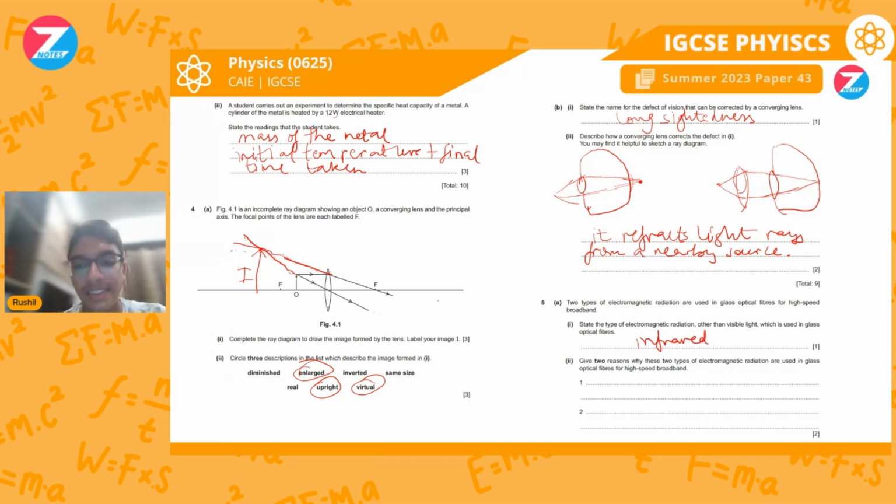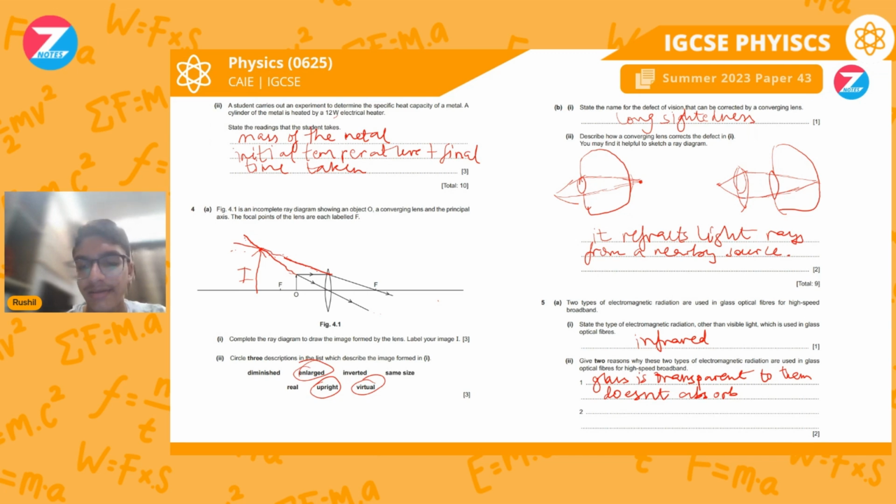Then we come to the reasons why it's these two, visible light and infrared, and not any others. So one of the reasons is that glass is transparent to both visible light and some infrared radiation, which means that it doesn't absorb these radiations, allowing for maximum transport of data, since it won't be absorbed by the glass itself.